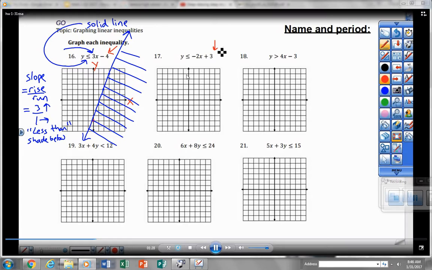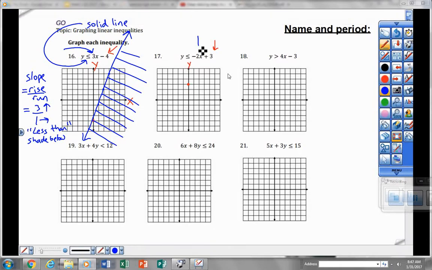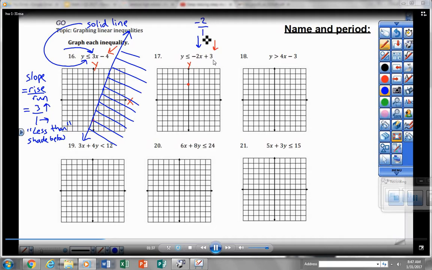Number 17, it is solved for y. That number 3 is the y-intercept, so I'll go up to 3 on the y-axis. From there, every time I go over 1, I go down 2 because my slope is -2 over 1. Over 1, down 2 for my slope. And I get that from the number in front of x right there, -2. That line will be a solid line because that is less than or equal to. If that was a plain inequality, I would do a dotted line, but it's not, so a solid line.